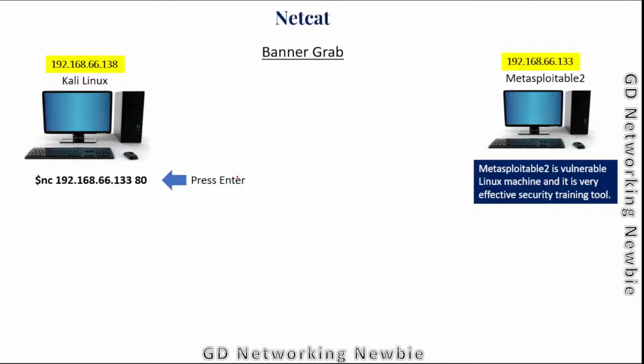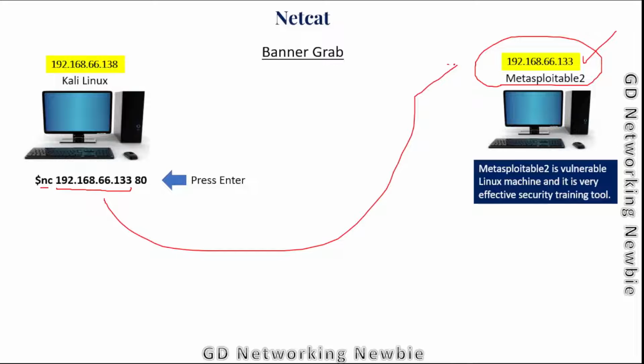On the Kali Linux machine, for example, I want to grab the banner of this Metasploitable 2 machine having this IP address. So for this, I will run only this command, that is nc, which stands for Netcat, of course, and then I'll give the IP address of my target machine, that is Metasploitable 2, and then the port number, as we want to grab the banner for this port.